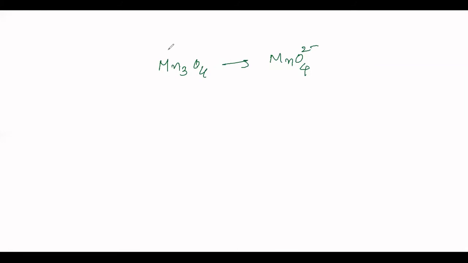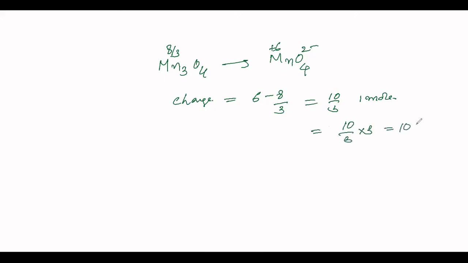4 2s are 8, 8 upon 3, isn't it? What is the oxidation state of oxygen here? MnO4 2 minus. So this will be 4 2s are 8. When it goes to the other side, minus 2 plus 6. So the change in oxidation number for 1 mole will be equal to 6 minus 8 upon 3, which is 10 upon 3 for 1 mole. So for 3 moles, 10 upon 3 into 3, this will be equal to 10 moles.